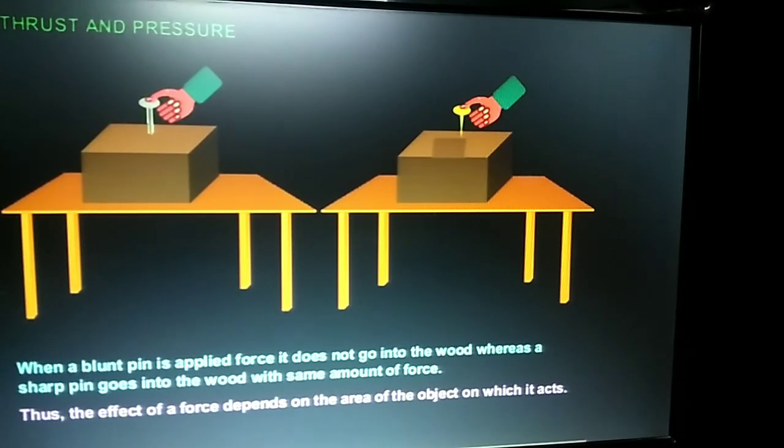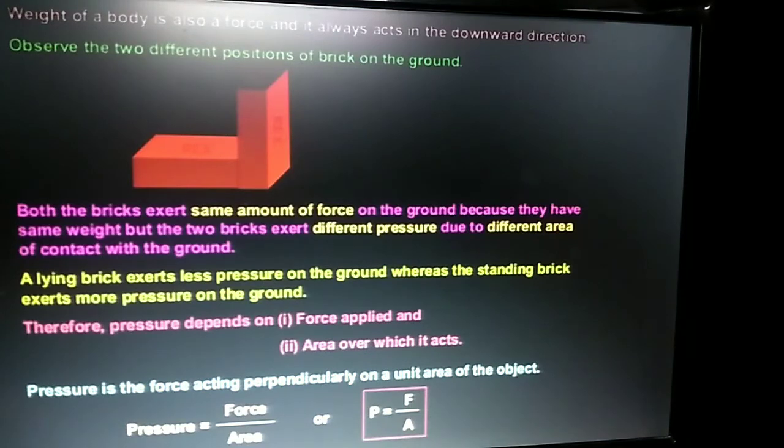So, pressure is defined as the perpendicular force or normal force or thrust acting per unit area of the surface. Thus, mathematically, pressure is equal to force by area or thrust by area or normal force by area. If P is pressure, F is the normal force or thrust, and A is the area of contact, then P is equal to F by A. The weight of a body is also a force and it always acts in the downward direction.